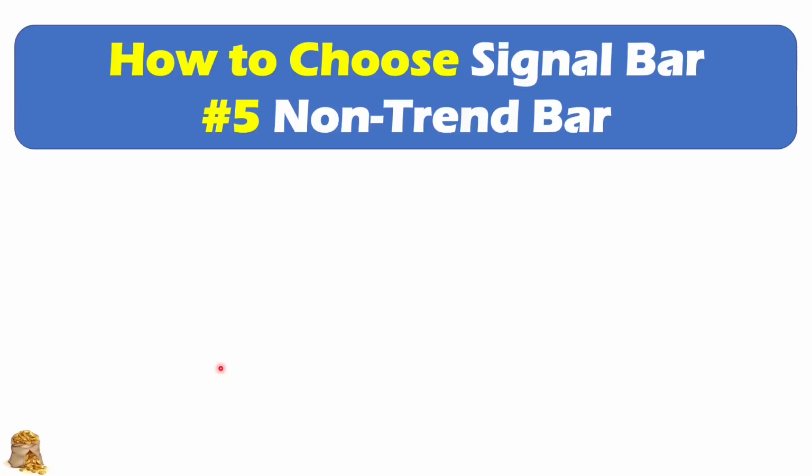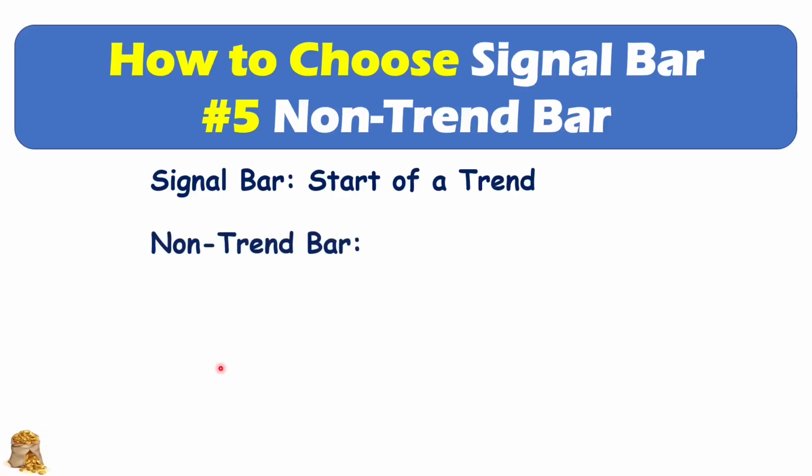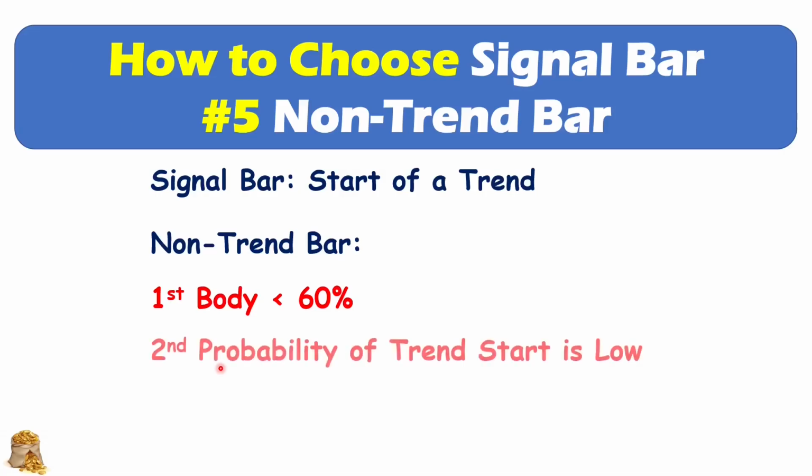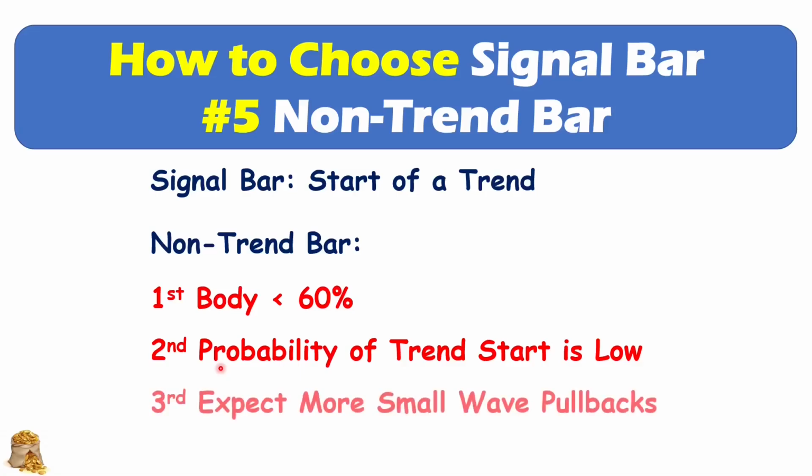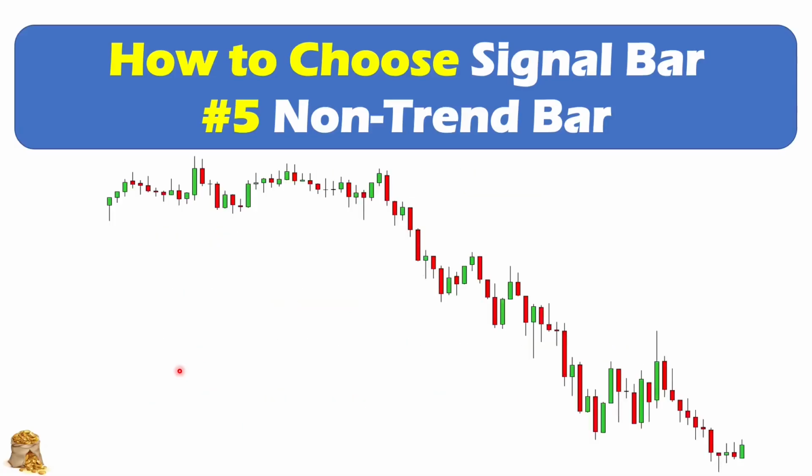How to choose a signal bar? Number 5, non-trend bar. A signal bar is normally the start of the trend. For the non-trend bar, there are 3 things. The first is that the body is less than 60% of the whole candlestick. The second is that the probability of the trend starting is low with the non-trend bar. The third is that a lot of times after the non-trend bar, you can see some small wave pullbacks later on. Here is an example.